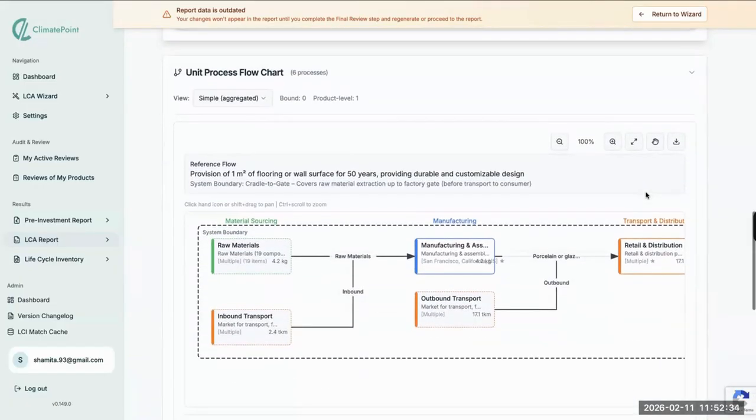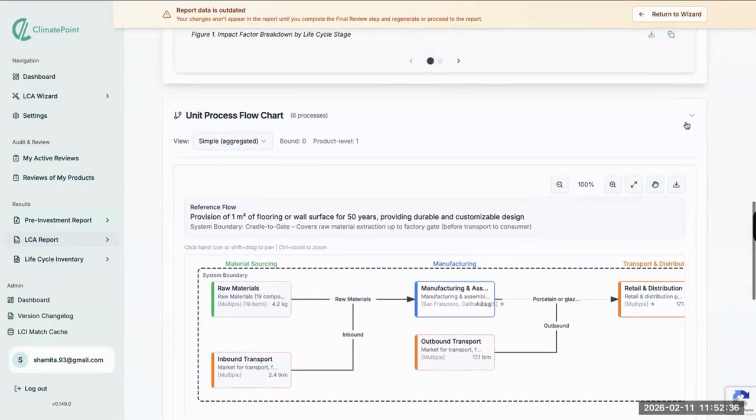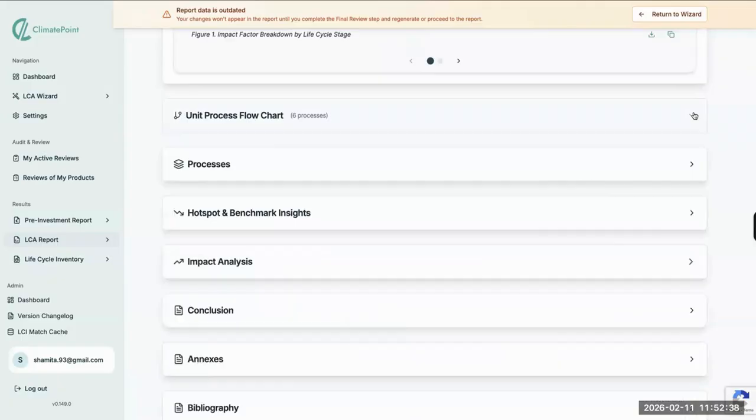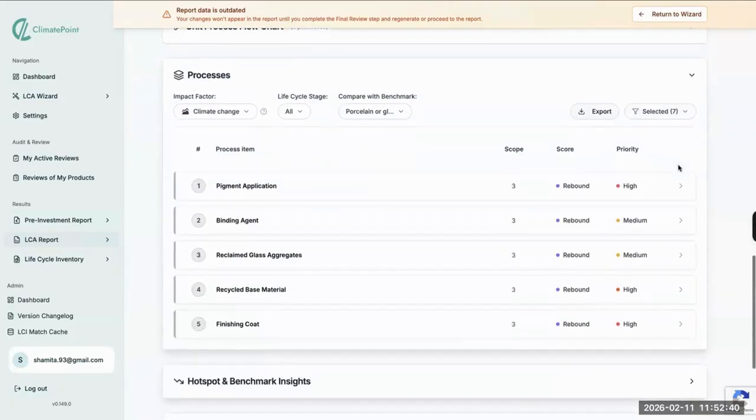This shows you what's included or excluded in the scope. It's in a nice flowchart format. We have all the processes over here. We've applied a priority and a scope just to show you, say, what are the top three processes that you need to be focusing on.